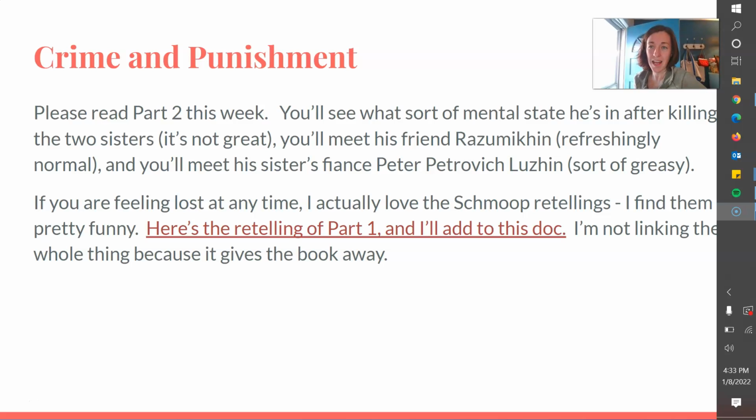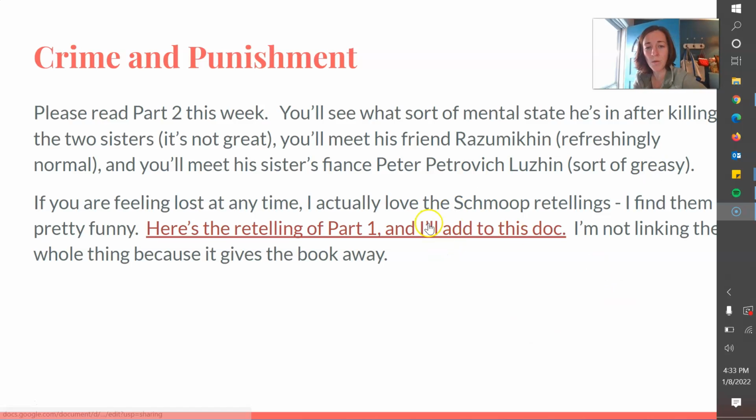If you're feeling lost at any time in this book, I actually love the Schmoop retellings. Schmoop is like the funnier cousin to Cliff's Notes. As a rule, I don't think you should read these before you read anything, of course, because it takes away all of the suspense of reading a novel. But after you finish it, I think it can be really nice to go back and consolidate the information that you think you have using one of these supports, and I think Schmoop is pretty funny.